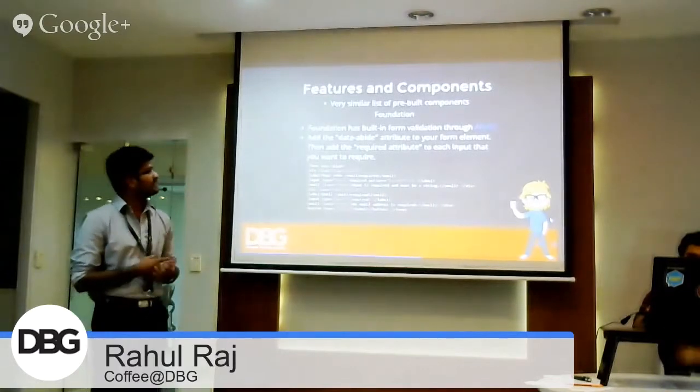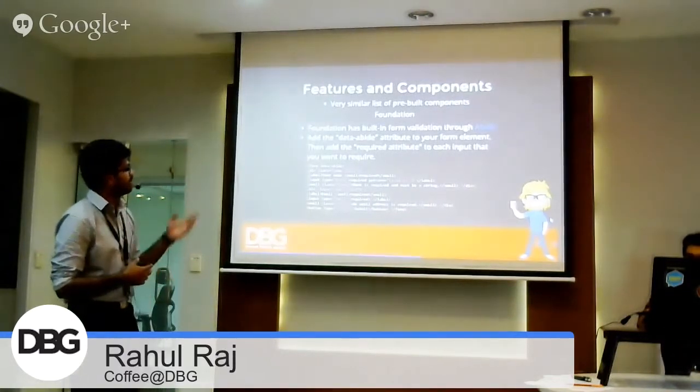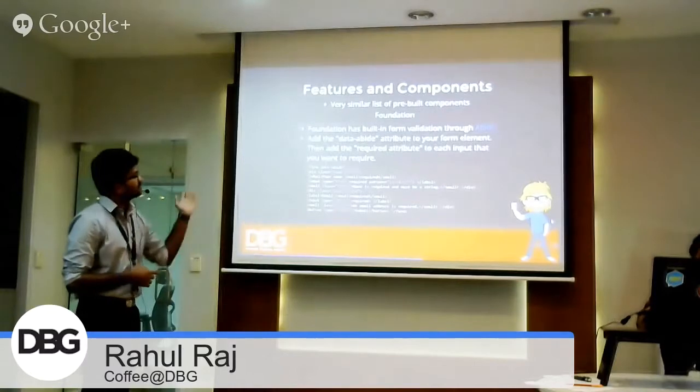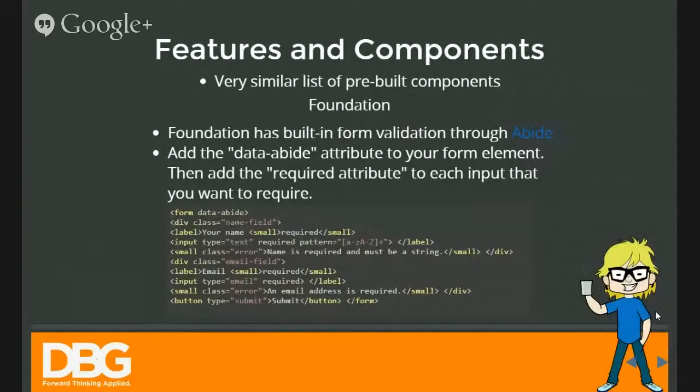So some of the features and components of the Foundation. This is a form validation of Foundation, and it has a built-in form validation called Abide. We just need to include that Abide script just below the Foundation script, and just need to define this data attribute in the form as well as in this input element, the required pattern as well as the data-abide data attribute.